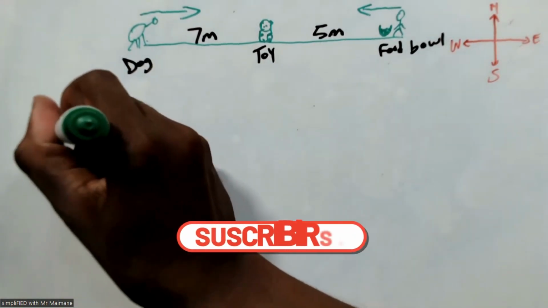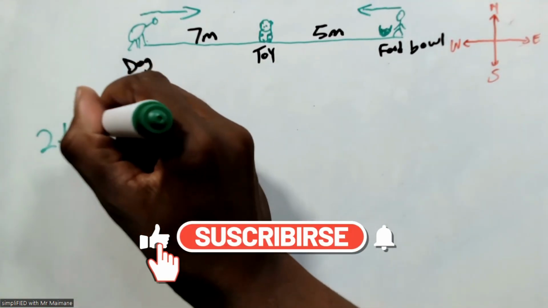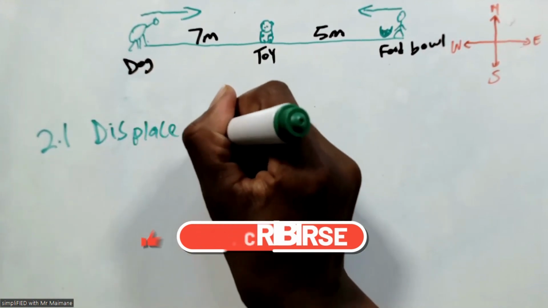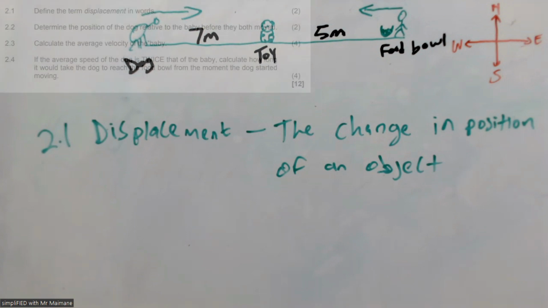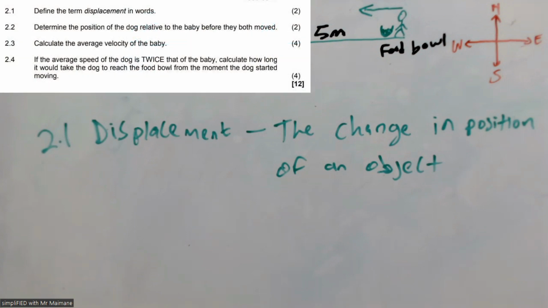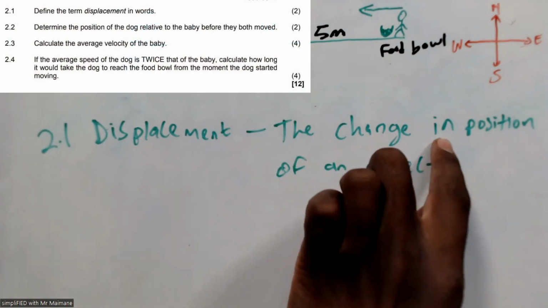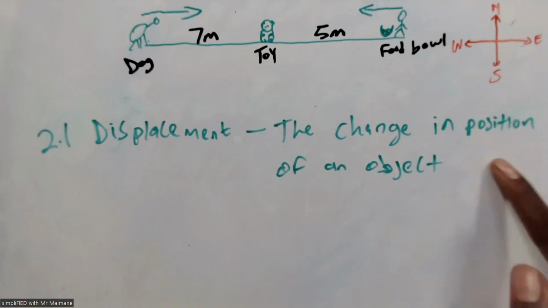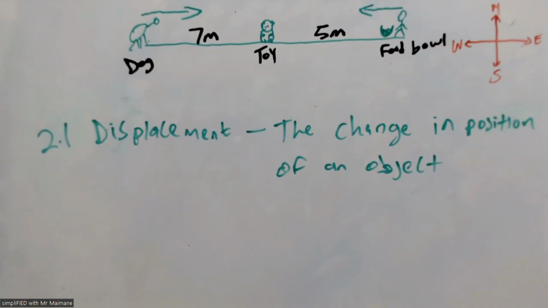So to answer 2.1, the definition of displacement, you will get your full marks by saying displacement is the change in position of an object. You get your full 2 marks by that. I'm telling you, the marker is just going to go ahead and give you 2 marks like that. So displacement is the change in position of an object. And then moving on to 2.2.